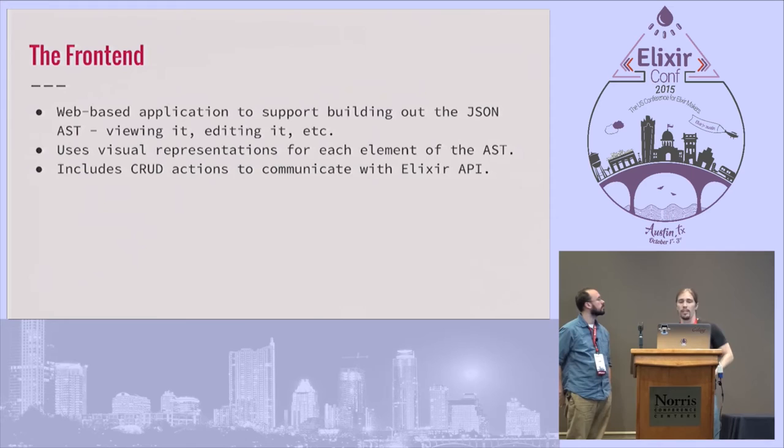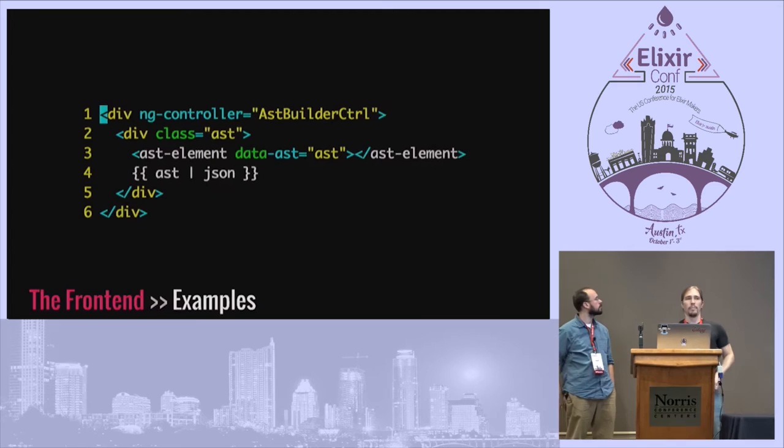And so this is where it all begins, right here. This is our AST builder HTML view. One of the cool parts about building this in Angular, if you have never used it before, is directives. These are just markers that you can place on a DOM element, and they tell Angular's HTML compiler to attach a specified behavior to that DOM element. So you can see on line 3, we're just calling our AST element directive that's defined in our AST builder controller.